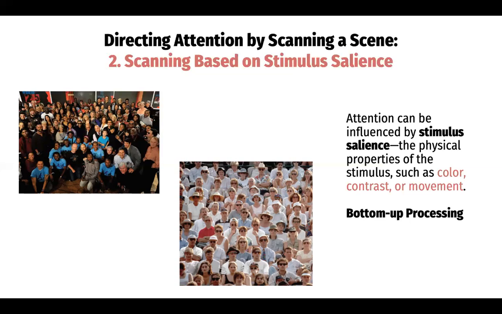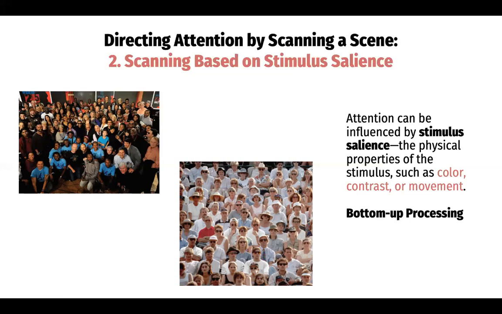Experiments in which people's eyes were tracked as they observed pictures have found that the first few fixations are more likely to be on high salience areas. But after the first few fixations, scanning begins to be influenced by top-down or cognitive processing.